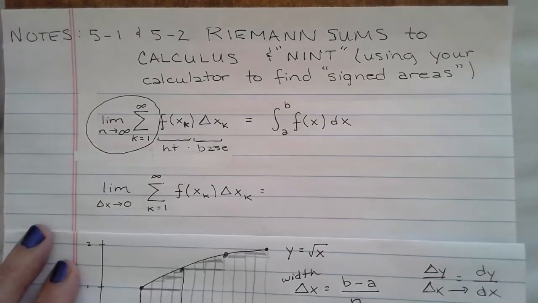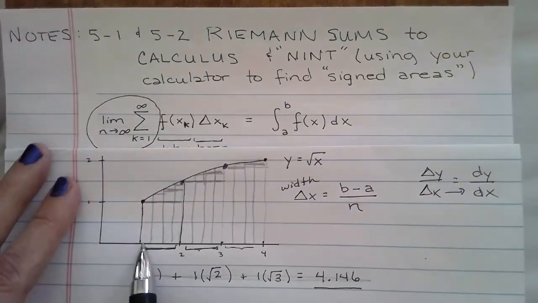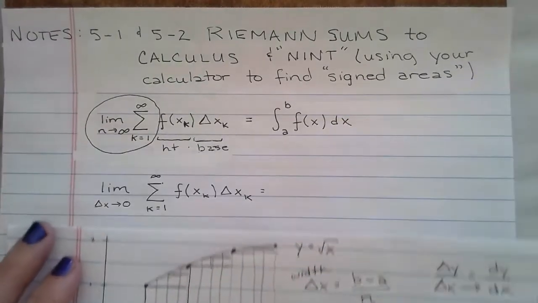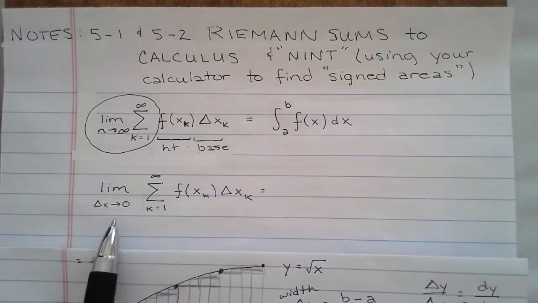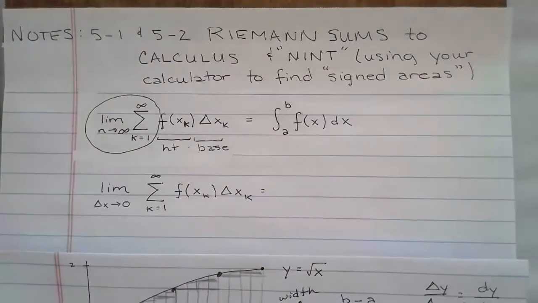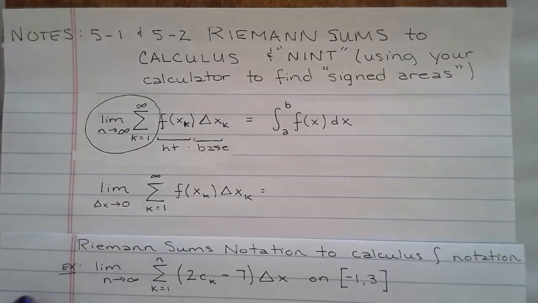And I think you can see that that's really the same idea here, because as the widths get smaller and smaller, that means we're going to have an infinite number of rectangles. So these two, you can use either notation. I see this more. I believe this is what your book uses. Okay, but two ways to say virtually the same thing.